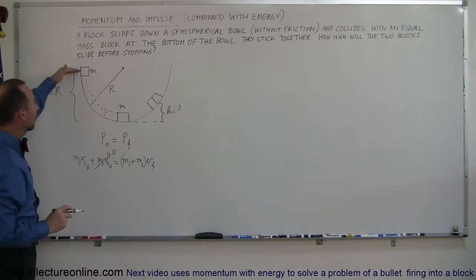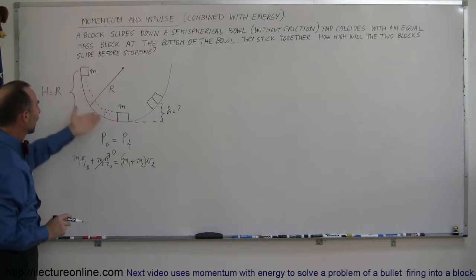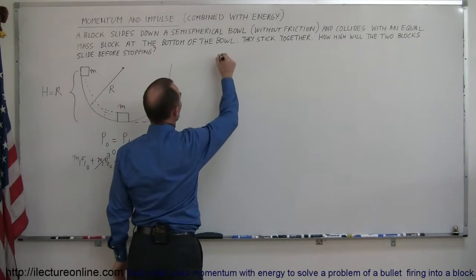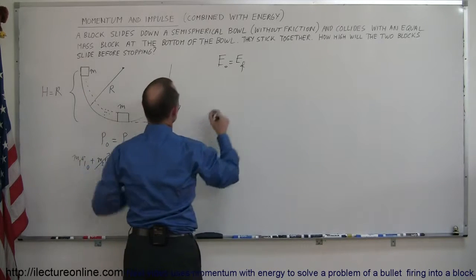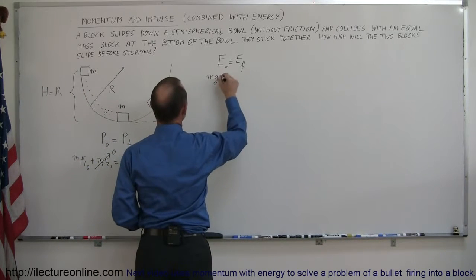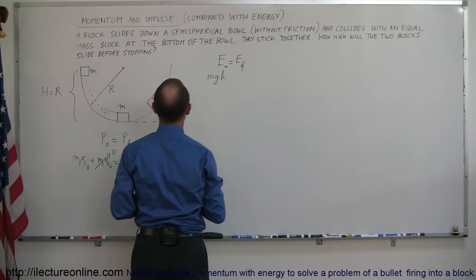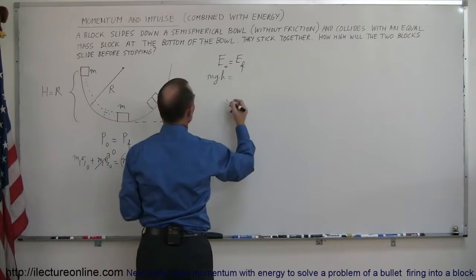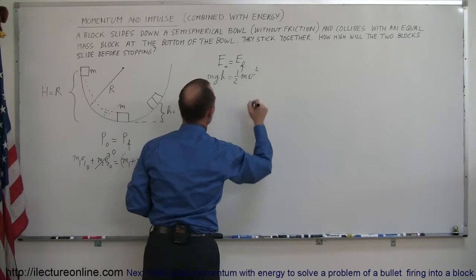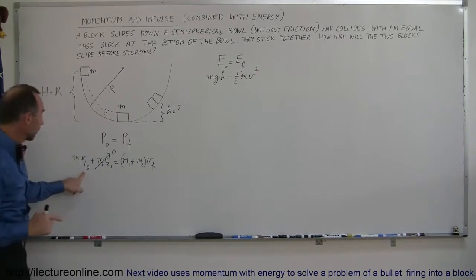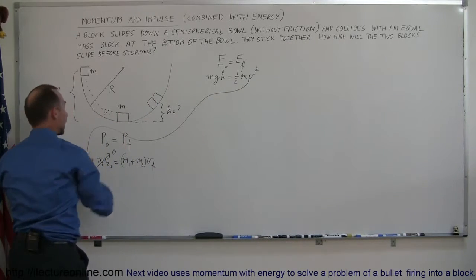We can then say the block gained kinetic energy by sliding down the bowl. So using the conservation of energy, we can say that energy initial equals energy final. The initial energy would be mgh, potential energy, by it being up here, a distance h above the ground. And then when it hits the second block, it would be all kinetic energy, 1/2 mv squared. So this v squared becomes the initial velocity over here.